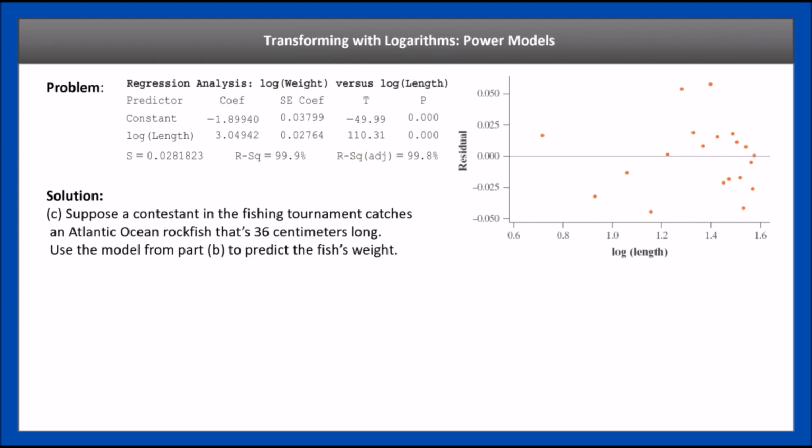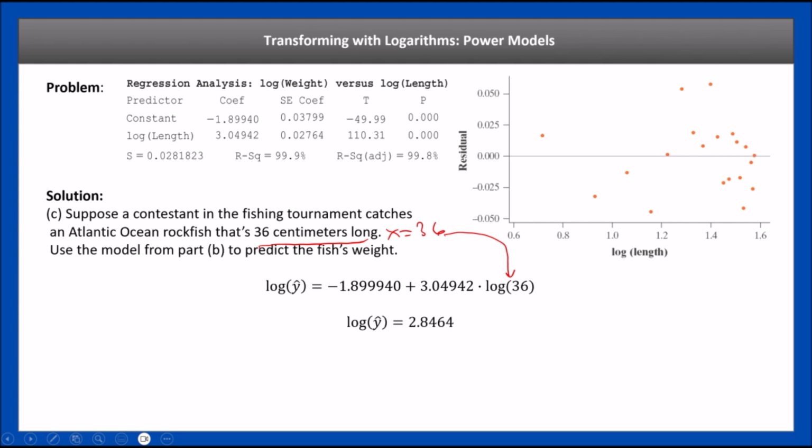It's our equation. And so part C, we're going to use the prediction of 36 centimeters. So we're going to plug that in for x, right? So x equals 36. So obviously we're going to do the log of 36, right? So let's do that here. Plugging that into here, that's going to be the log of 36. All of this equals the log of y hat. So when we plug it into the model, we get 2.8464.